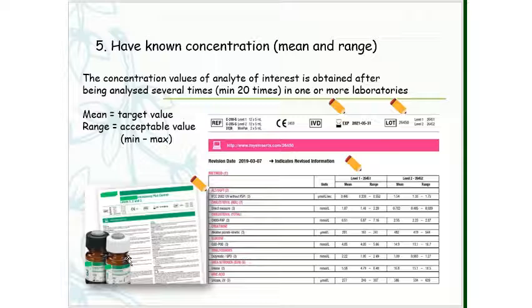So this is an example of a QC material which has the value of mean and range. And this QC material has two levels of concentration, which is level 1 and level 2.